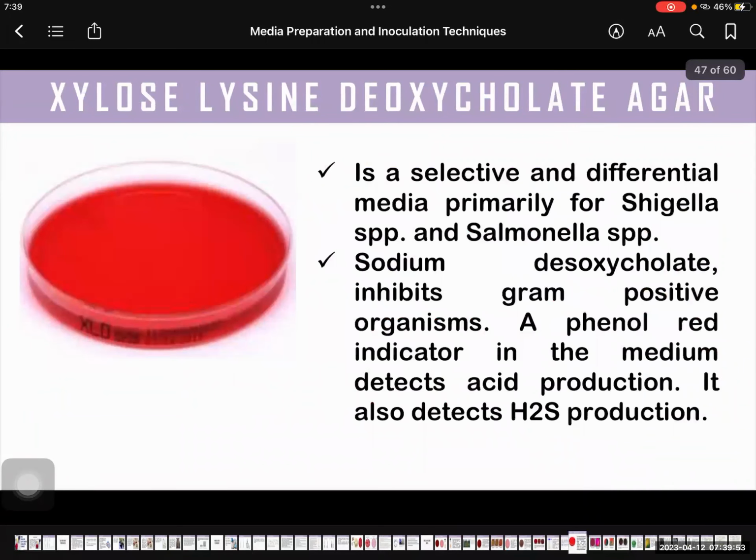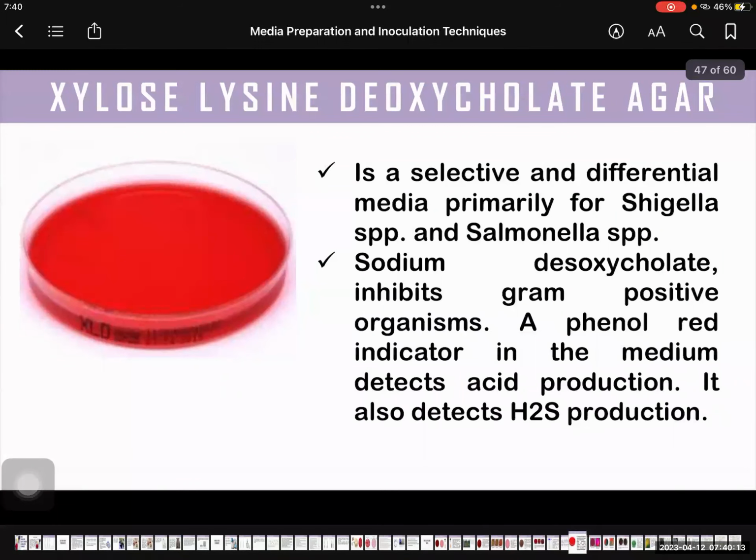Then we also have XLD, or xylose lysine deoxycholate agar. This is also a very selective and differential media, primarily for Shigella species and Salmonella species. So this particular culture media inhibits gram-positive organisms.